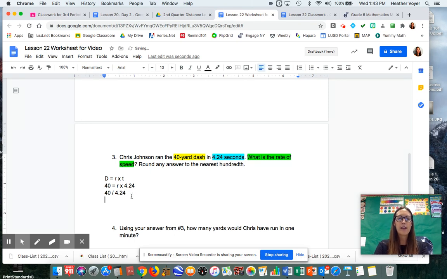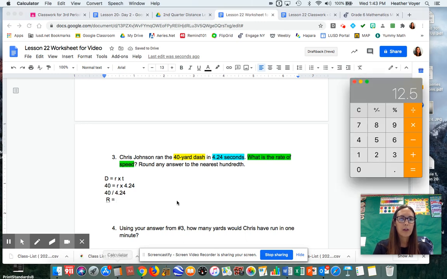So let's see what that's going to help us to solve for what R is equal to. Let's pull up our calculator again, and let's just type in 40 yards divided by his time, 4.24.